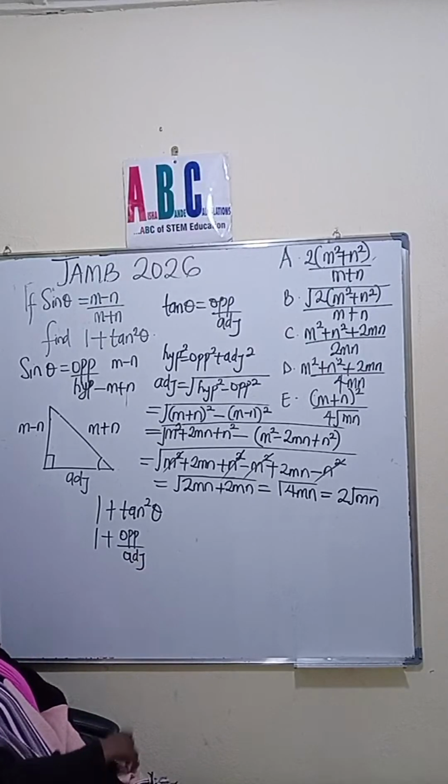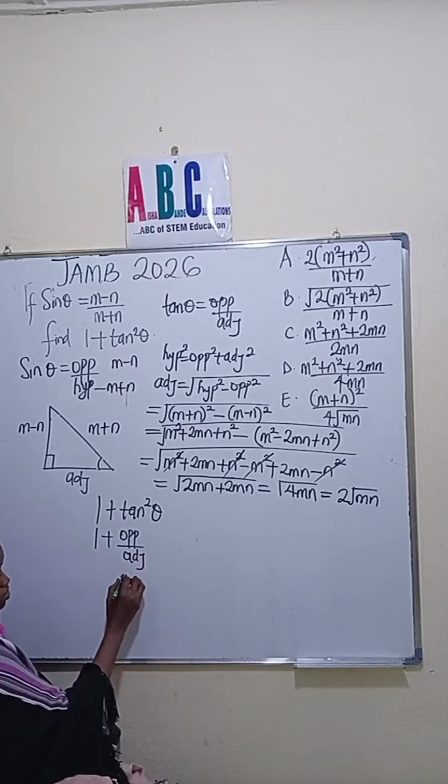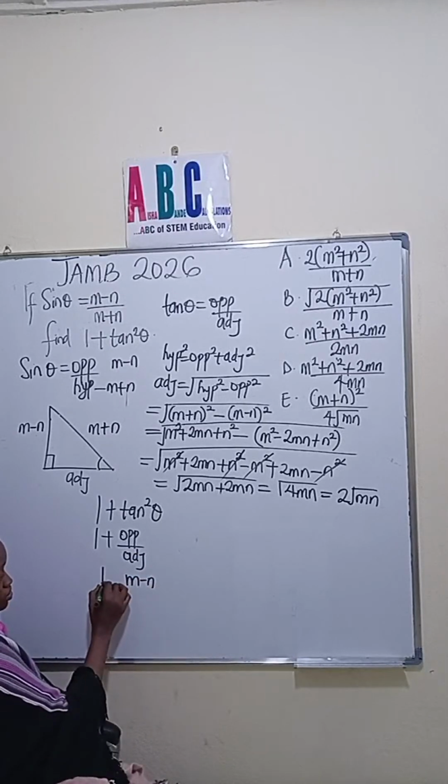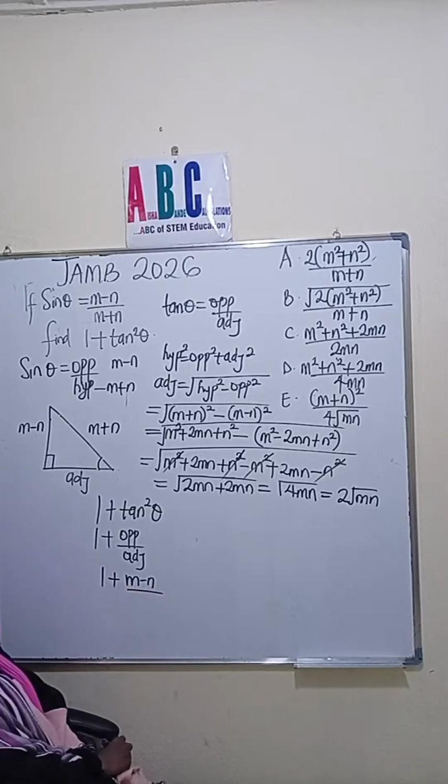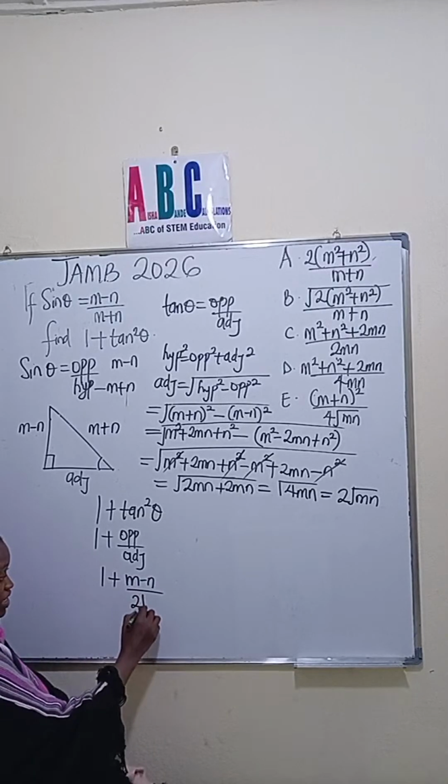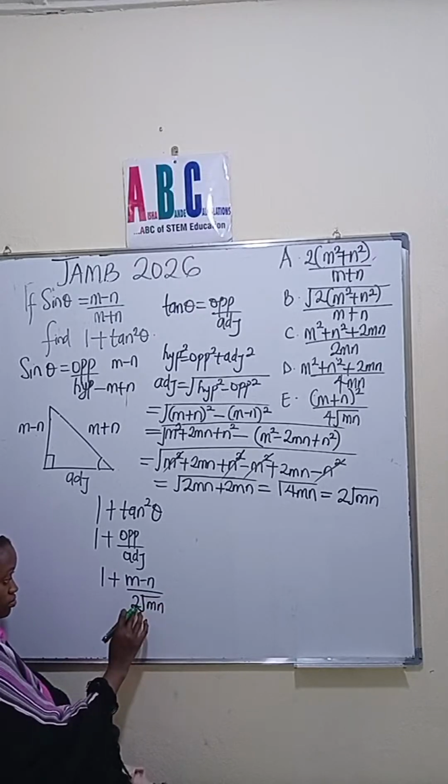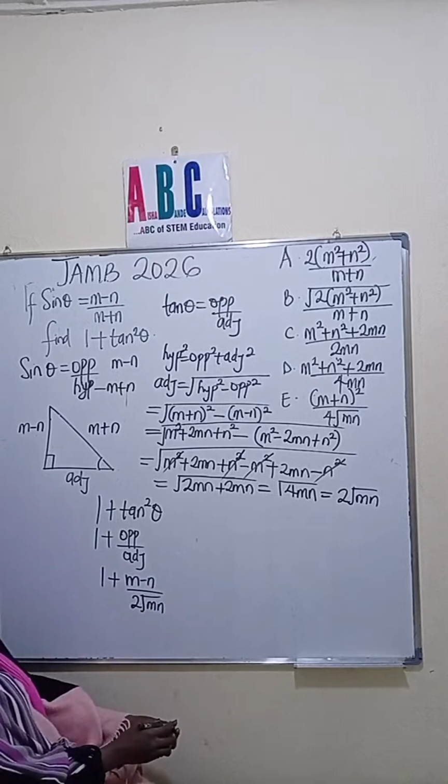Opposite is what? M minus N. Adjacent, 2 root mn. Yes. Can you go on?